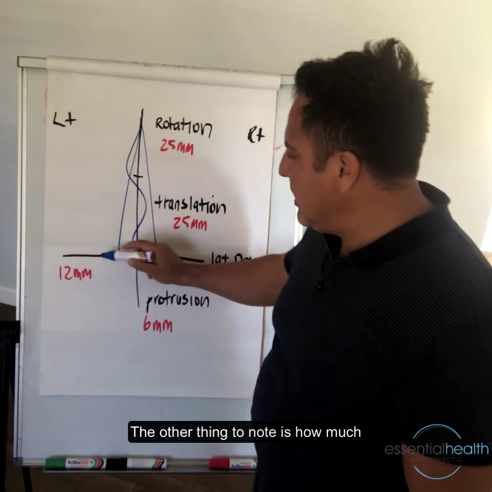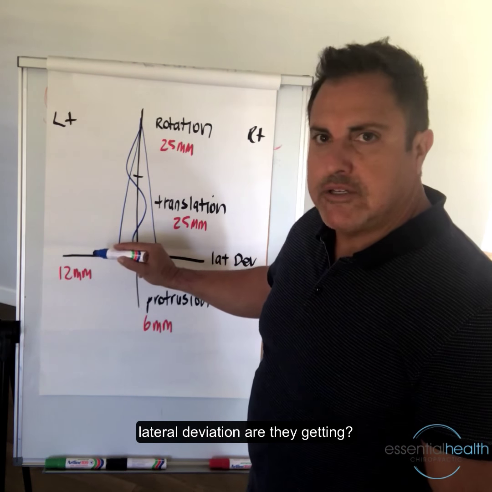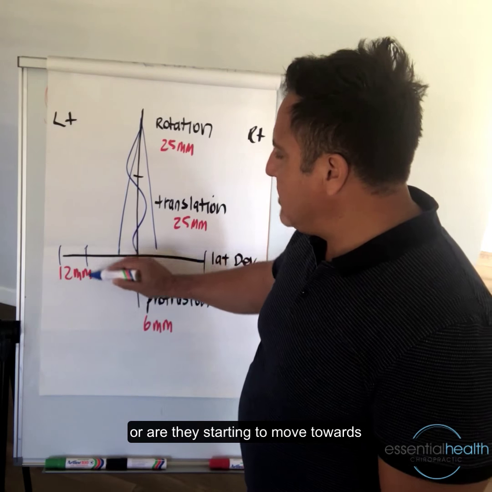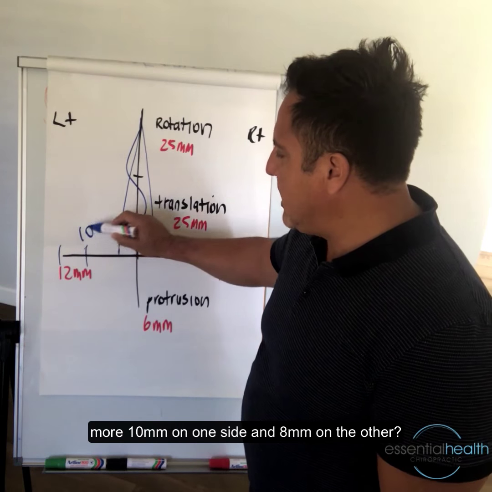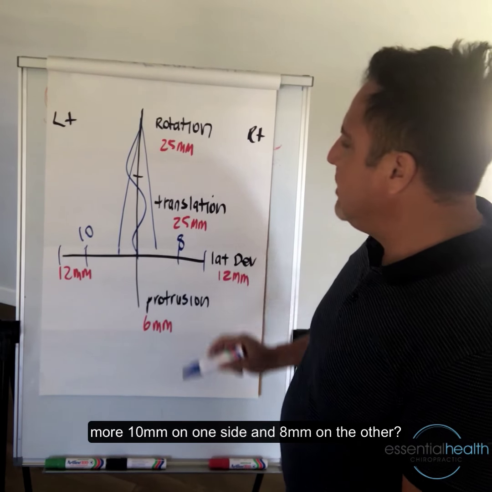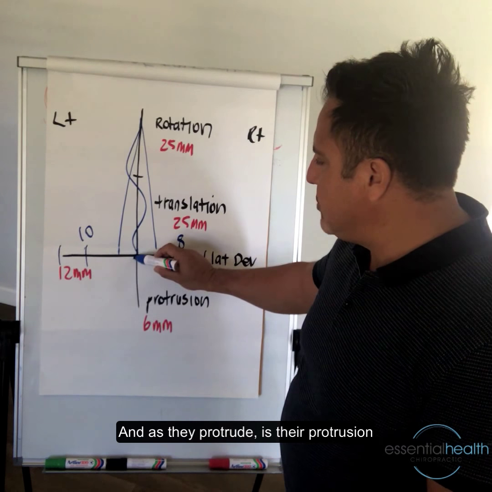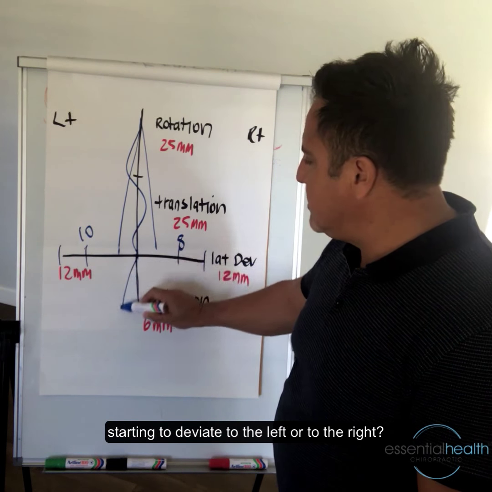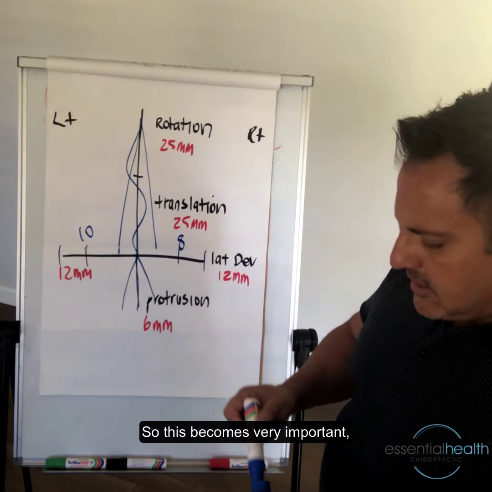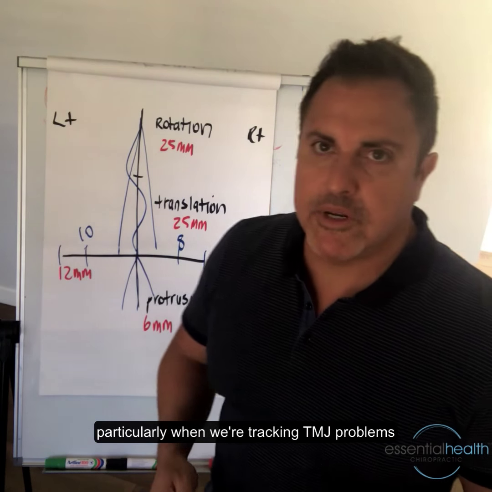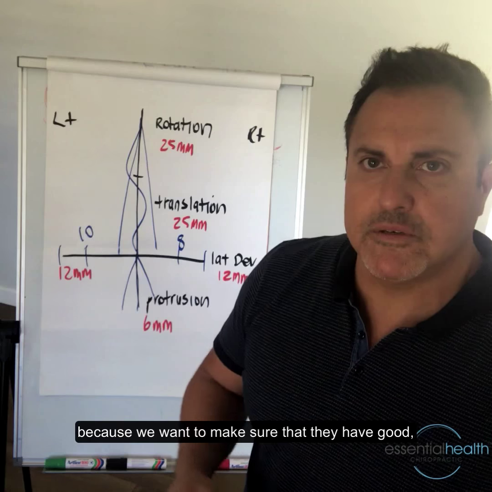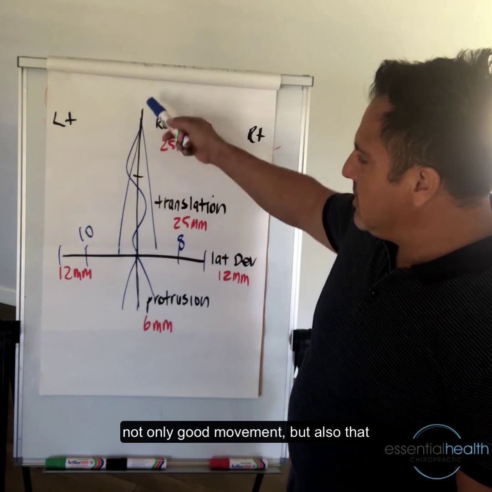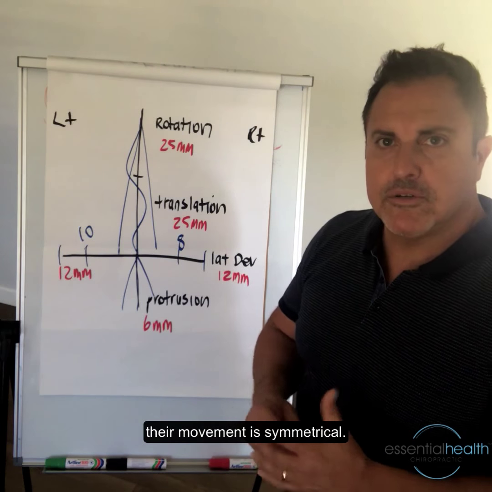The other thing to note is how much lateral deviation they are getting. Are they getting the full 12 mils either side, or are they starting to move towards more 10 mils on one side and 8 on the other? And as they protrude, is their protrusion symmetrical in the midline, or are they starting to deviate to the left or to the right? These become very important, particularly when we're tracking TMJ problems, because we want to make sure that they have not only good movement, but also that their movement is symmetrical.